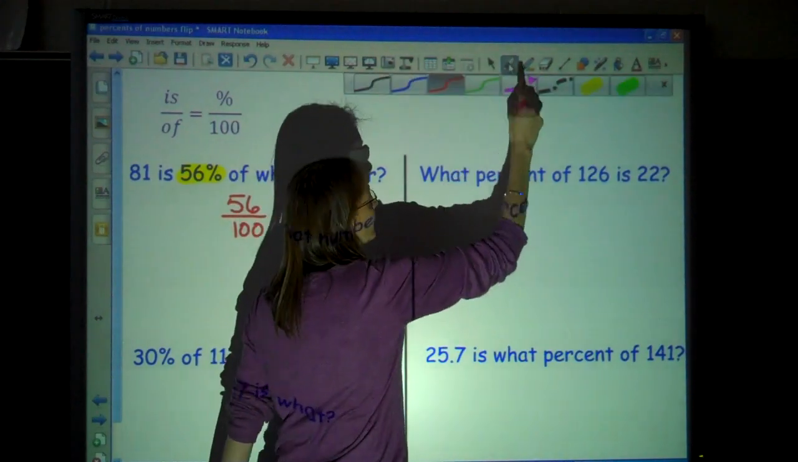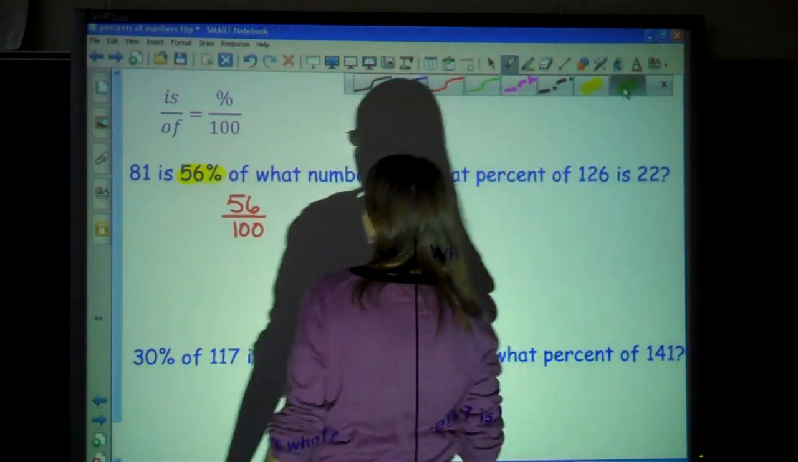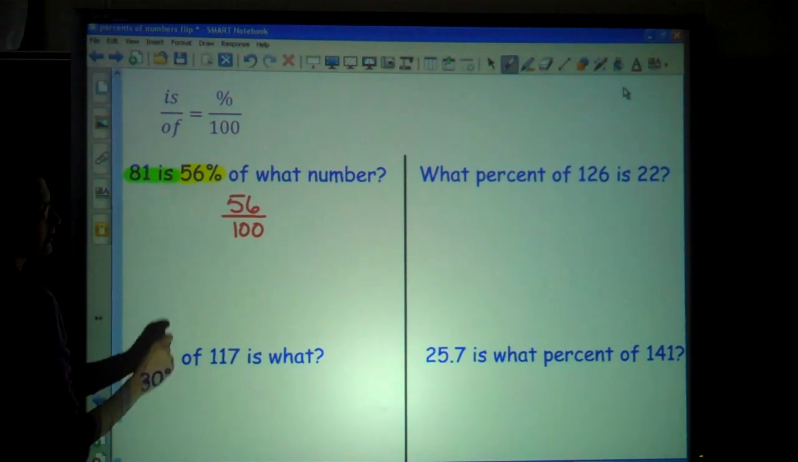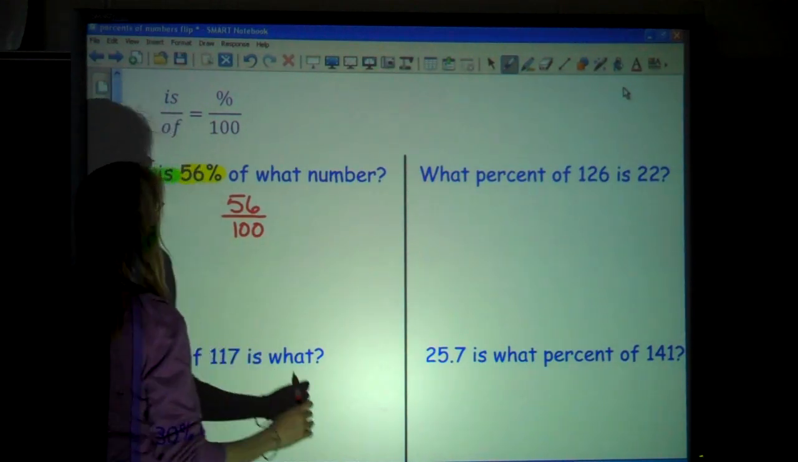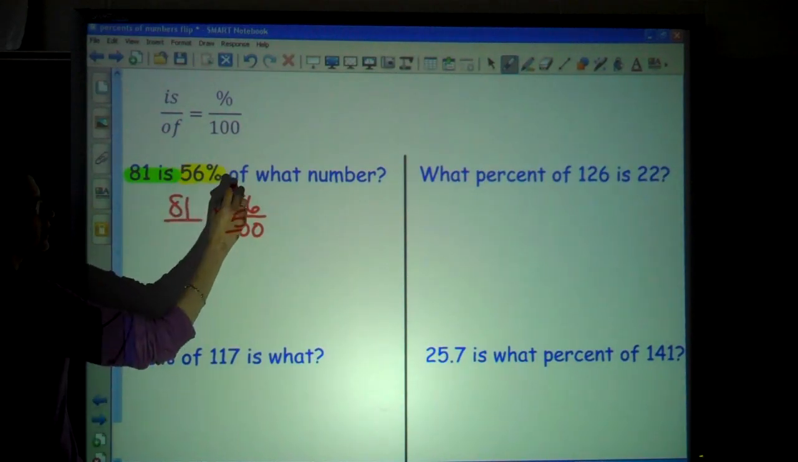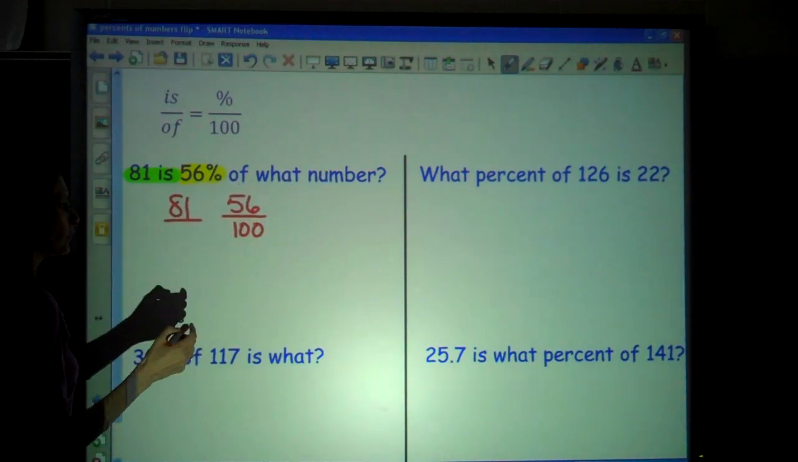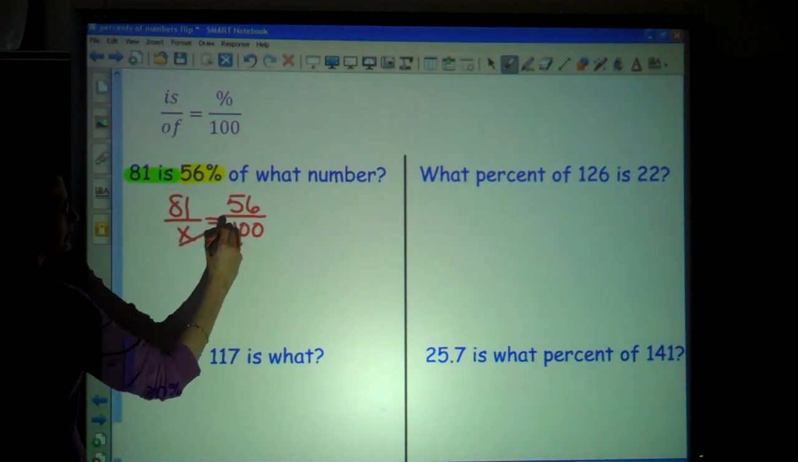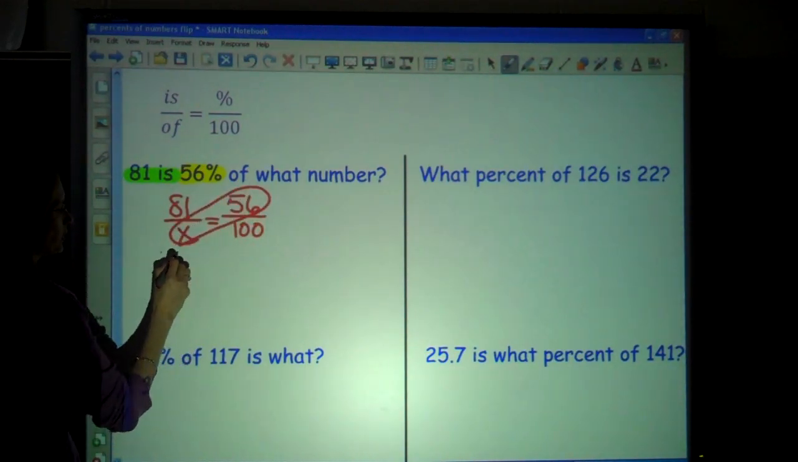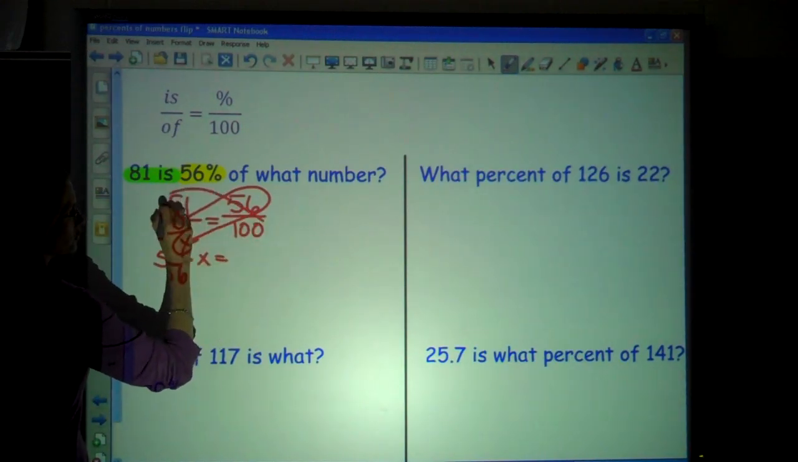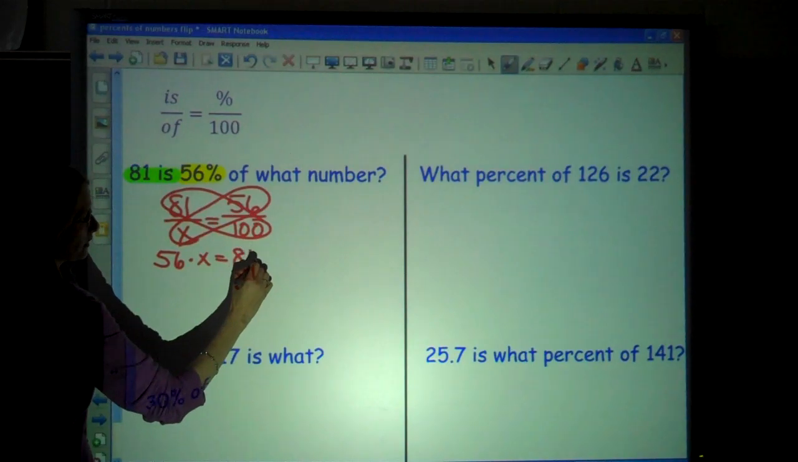Next thing I look for is my is word, the number with is. And right here I see 81 is. So I'm going to put 81 for the is, and it says of what number? Since I don't know the number, I'm going to put an X. And I'm going to take my means times my means, because I have a proportion. And I know that's equal to my extremes times my extremes.